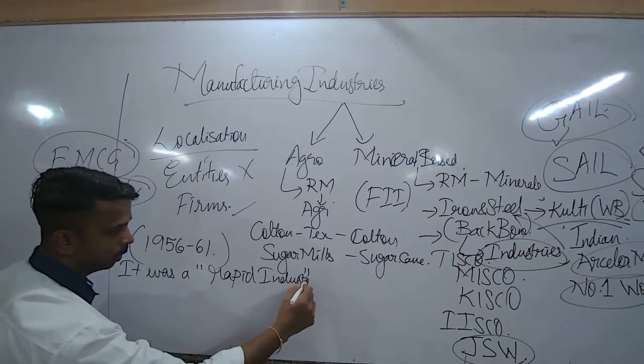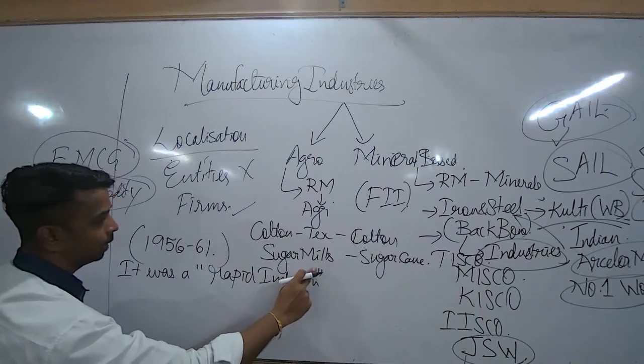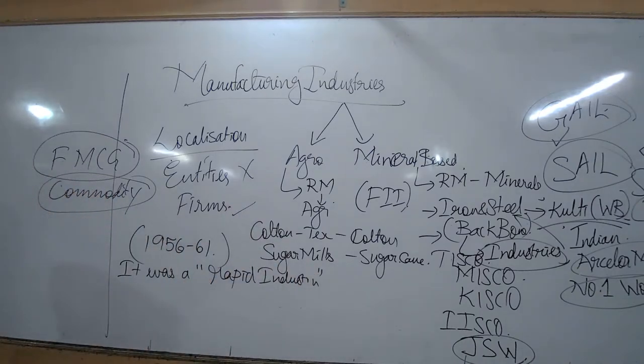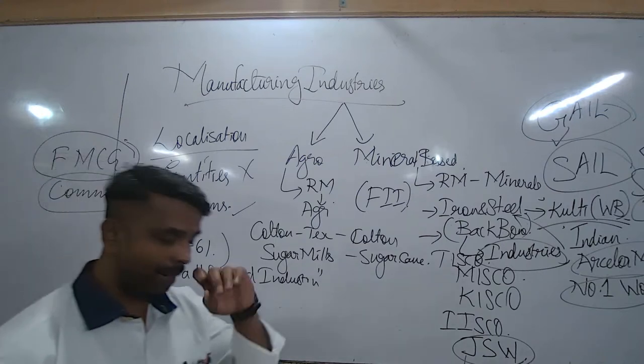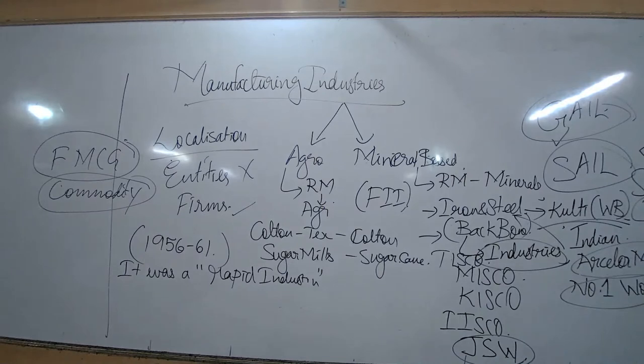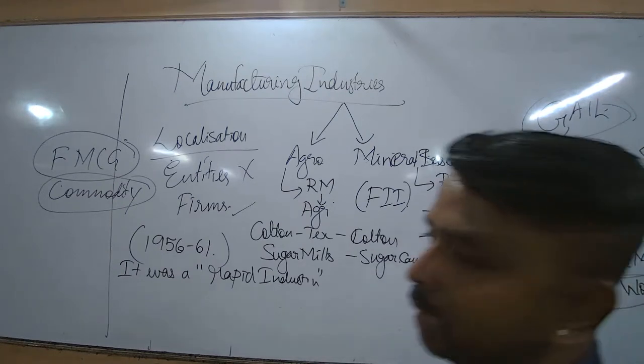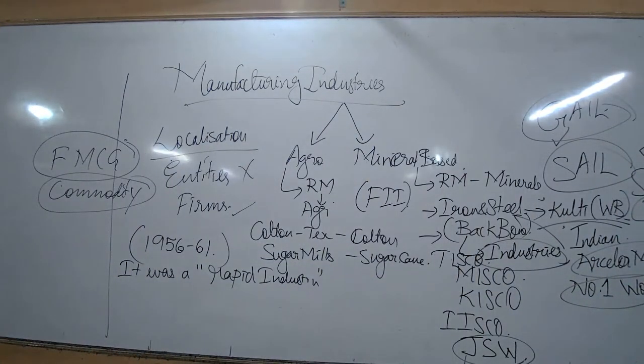If you want, I'll explain. If not, we'll go ahead. It was a rapid industrialization plan. I'll explain. Change the para. Iron and steel. Cement. Heavy engineering. Infrastructure based industries. Heavy engineering. Infrastructure based industries. War started. Hyphen in less time.